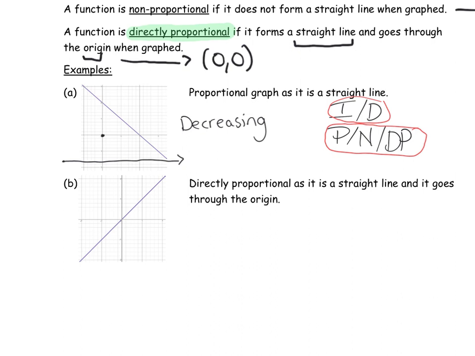So the first thing is it increasing or decreasing? So we start on the left hand side and we work our way over to the right hand side. And we ask ourselves, is it an upward hill or a downward hill? And of course this one is an upward hill, so it is increasing.